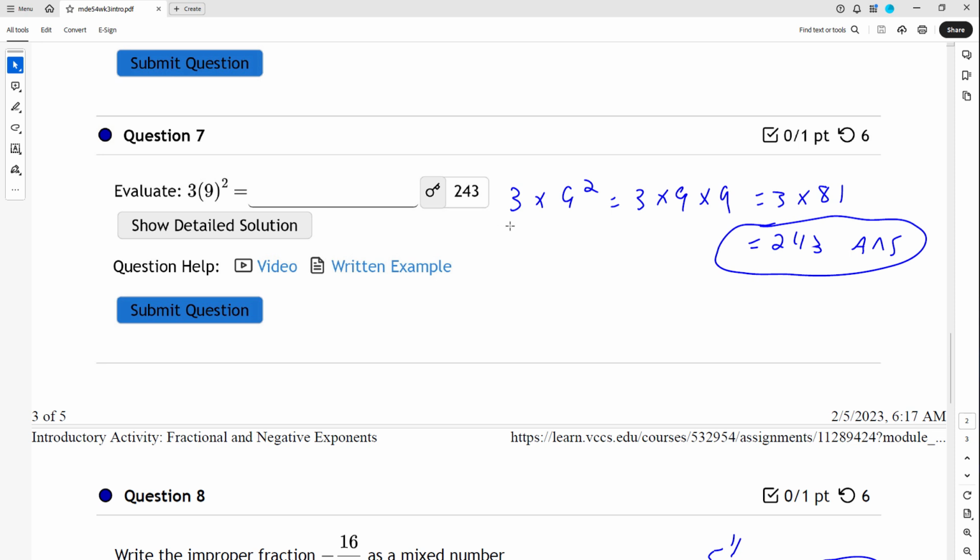This one here, evaluate. I expanded it out. We have an exponent, so I have 3 times 9 times 9, or 3 times 81, which is 243 for my final answer.